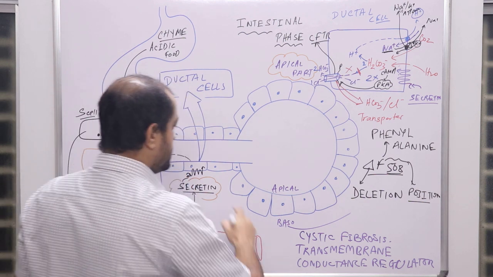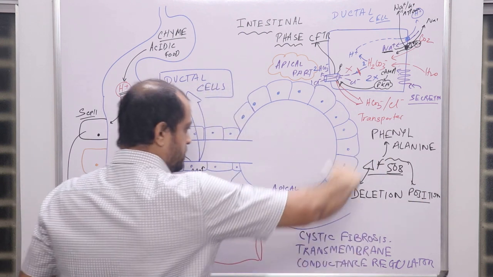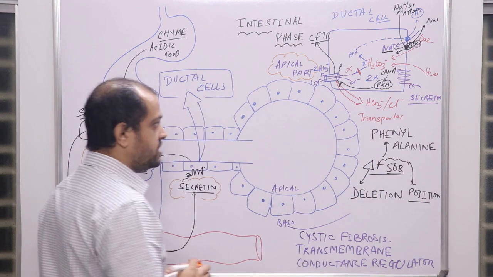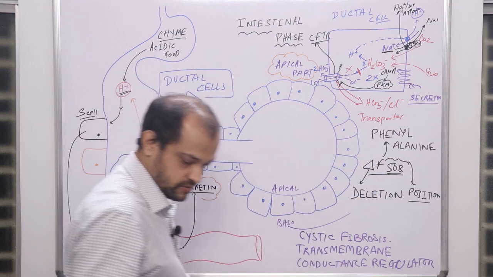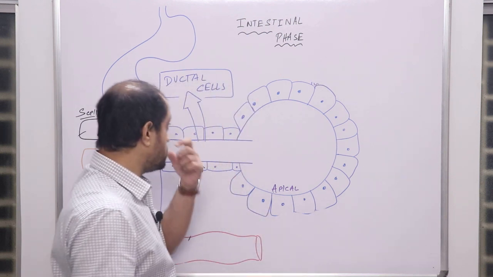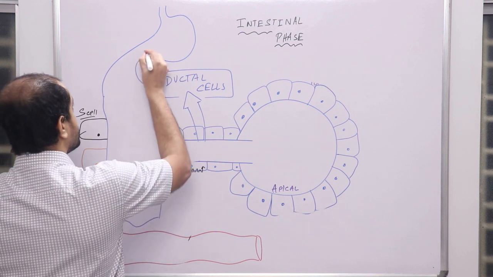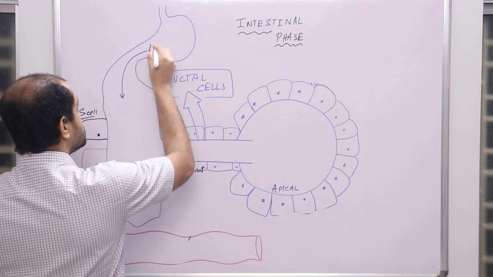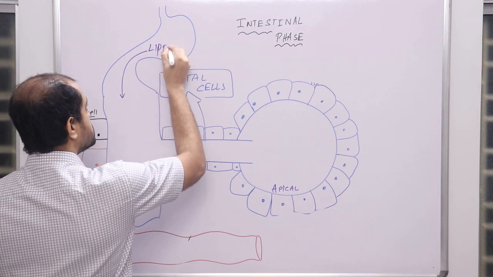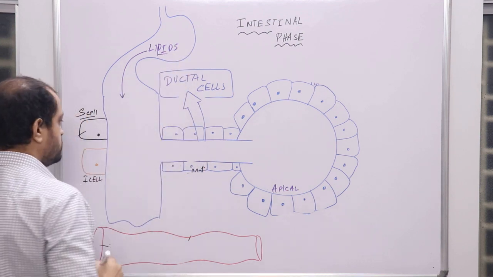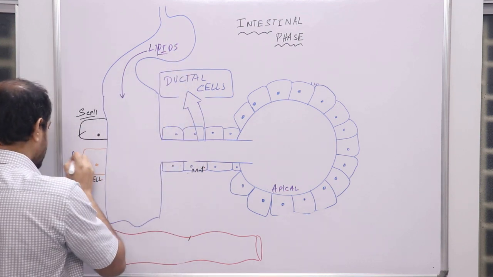Now what is happening in this particular portion, that is, in the acinar cells? We must understand this now. Now we will be talking about the role of acinar cells. Now when lipids enter the duodenum, then I cells are activated.